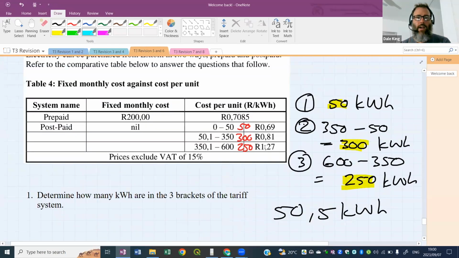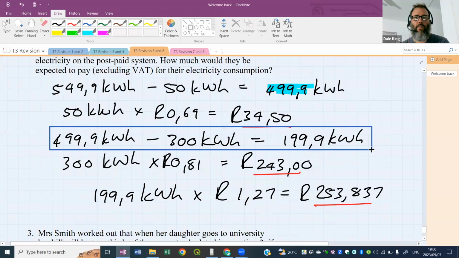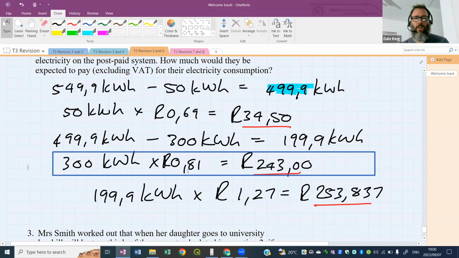Now the second bracket has 300 kilowatts in it. We still have 499, so we can go all the way through the second bracket. So I took my 499 kilowatts, took off 300 for the second bracket, which means I only have 199 left. And that 300 is charged at the second bracket rate, which is 0 rand 81 cents. So we've gone through the whole of the second bracket now. There's 300 kilowatts in there. I still have 199 left over.